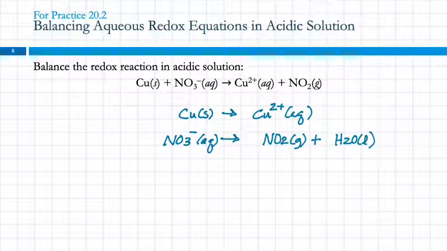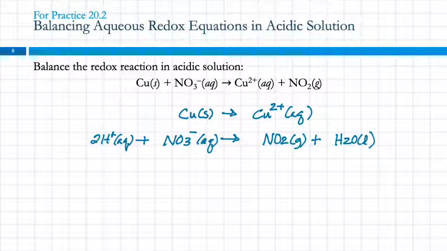Now I've got nitrogen and oxygen balanced, but I introduced hydrogen and I have to fix that. So H2, I have 2 H's there. And so I'll balance that by putting 2 hydrogen ions over here. And we use hydrogen ions because this is in acidic solution. There are hydrogen ions floating around. So all the letters are balanced, right?